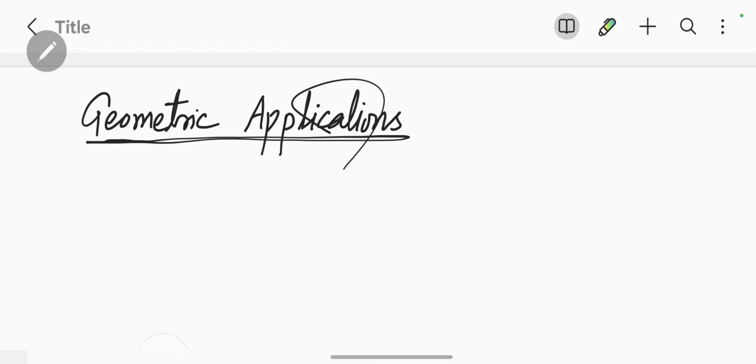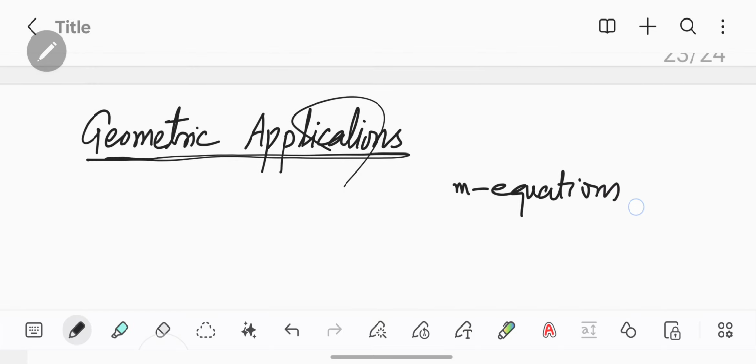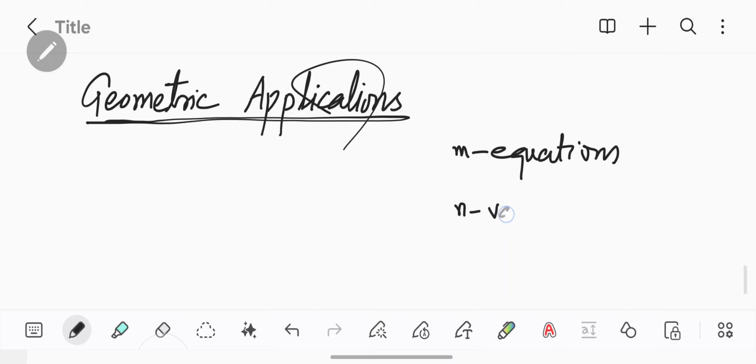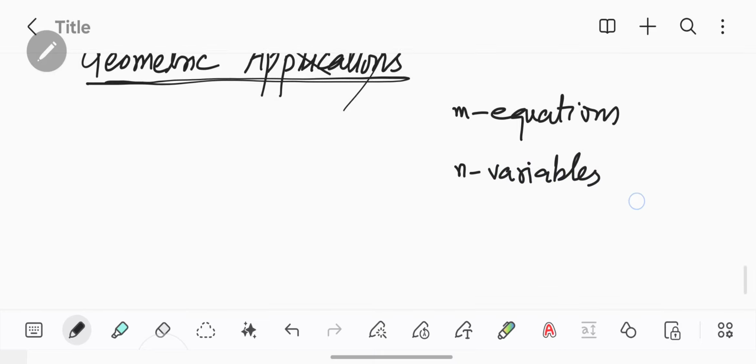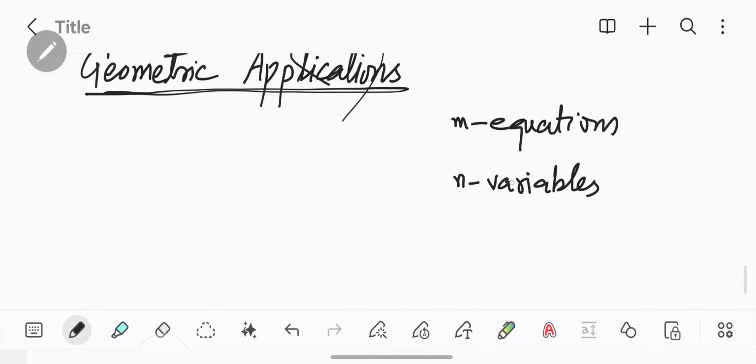Hello. In this video, we will talk about the geometric applications of the system of linear equations. Before going to the geometric insight of the system of linear equations, we will first consider the system of linear equations with more equations than unknowns. Suppose there are m equations and n variables, and we are assuming that the number of equations is more than variables. So we are assuming m is greater than n.